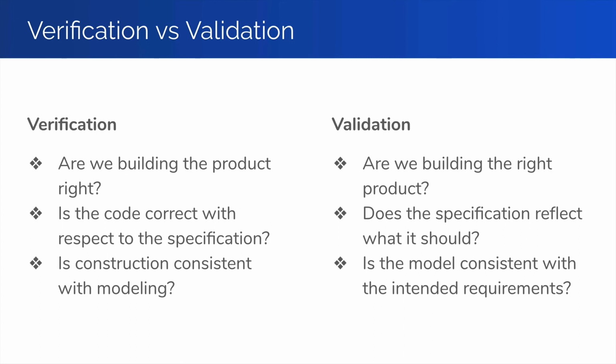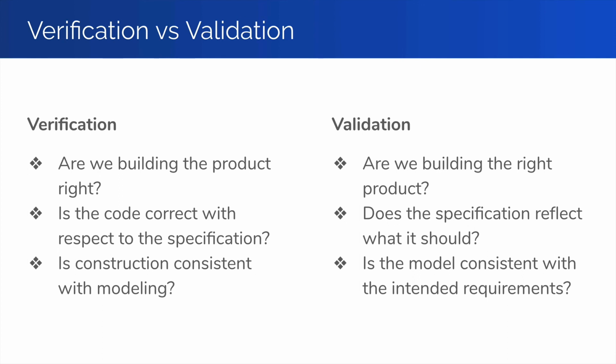In verification, you already have some kind of specification or model, and you're trying to write your code in such a way that it's consistent with that model. In validation, you're trying to create the specification or the model. You're trying to interpret the requirements that you have been given and formalize them and make them consistent.